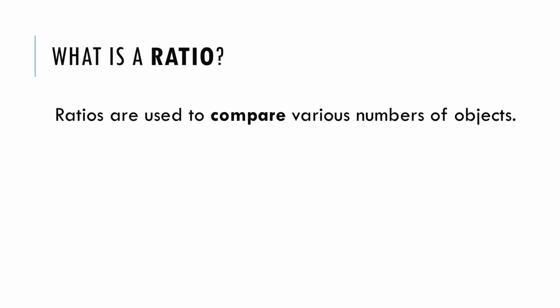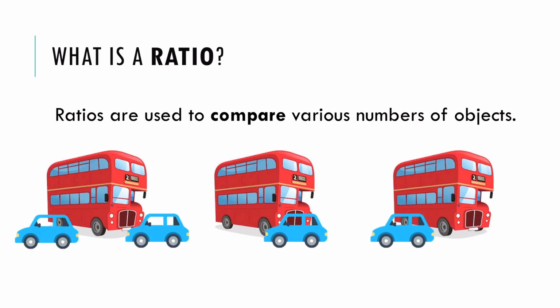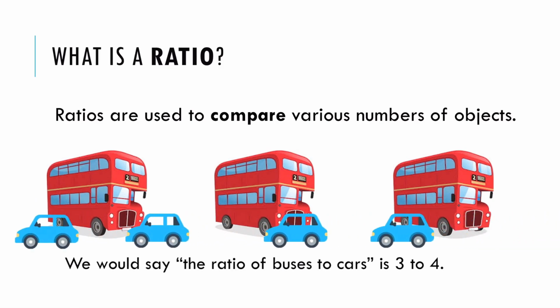Ratios are used to compare various numbers of objects. So here I have 3 buses and 4 cars. We would say the ratio of buses to cars is 3 to 4. Now notice how if I have said buses first, the number of buses should come first as well. If I had to say the ratio of cars to buses, that would be 4 to 3.